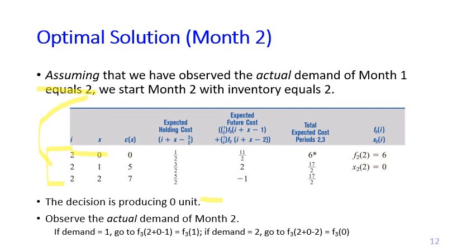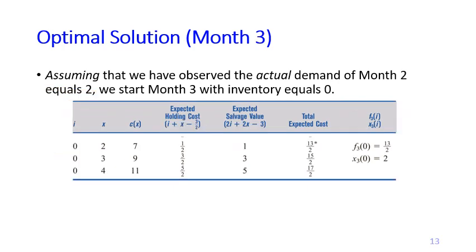What we need to do to determine what we need to decide in month 3 is wait and observe until we obtain the actual demand that happens at month 2. If the demand equals 1, we will go to F31. If the demand equals 2, we will go to F30. Again, assuming that the actual demand of month 2 equals 2, we will start month 3 with inventory equals 0. Here we see that the best decision is to produce 2 units.